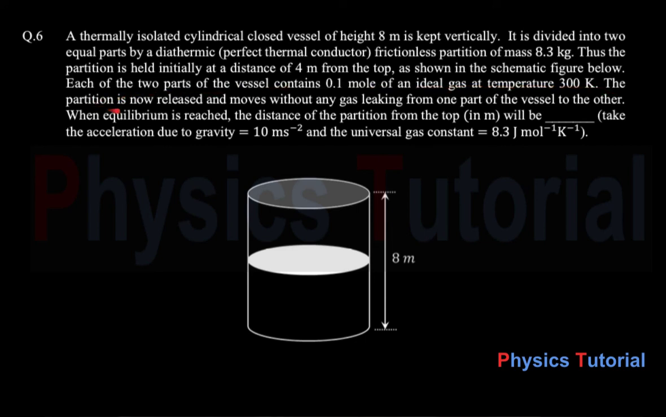And the partition is now released and moves without any gas leaking from one part of the vessel to the other. When equilibrium is reached, the distance or position from the top in meters will be, take the acceleration due to gravity 10 meter per second square and the universal gas constant, sorry, 8.314, taken as 8.3 joule per mole per Kelvin.